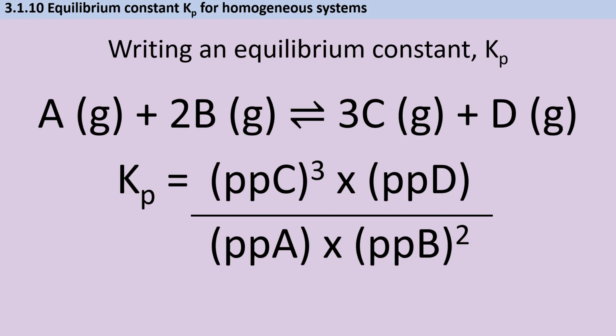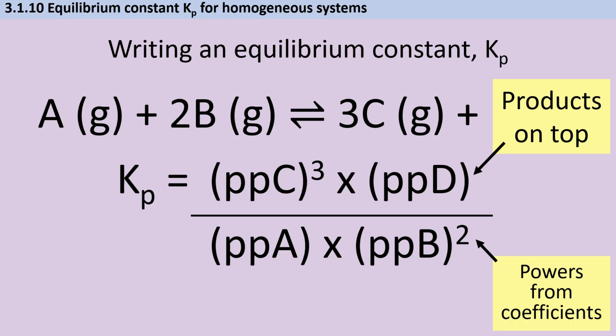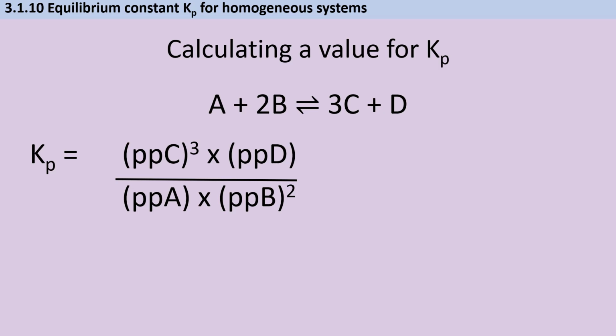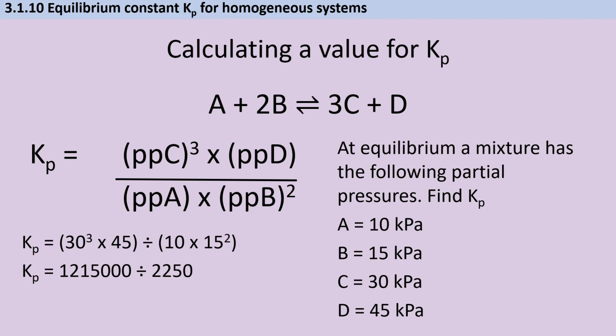Similarly to Kc, we're putting the products on the top of the fraction, and we're also using the coefficients from the symbol equation as the powers. But differently to Kc, we're no longer talking about concentration. So brackets, if you use them, cannot be square, and we also have a P or a PP, and that can be inside or outside of the bracket. The simplest type of Kp question would just give us values for partial pressure and ask us to substitute these in. So we would end up with something like this.